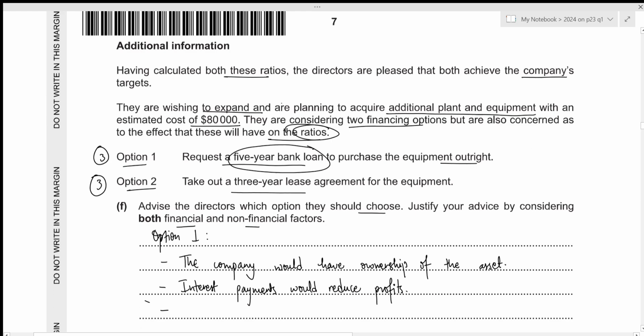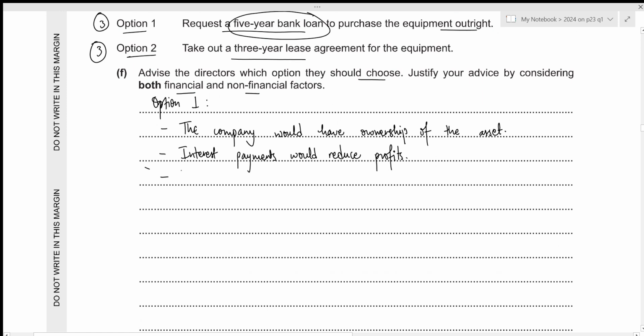Let's write it down. It is likely to have a negative effect on the return on capital employed. Okay, that's all for option 1. Let's move towards option 2.